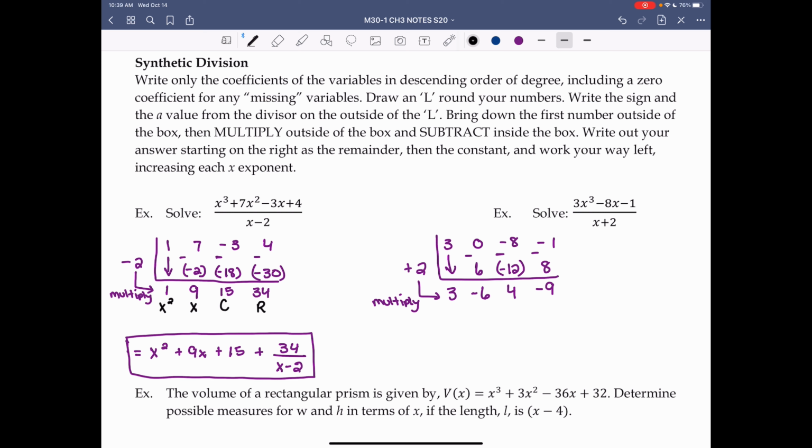Then starting on the right-hand side, first term is our remainder, then our constant, then our x term, then our x squared term, and so on if we had any more. So we can write our solution as 3x squared minus 6x plus 4, and then minus 9 over x plus 2.